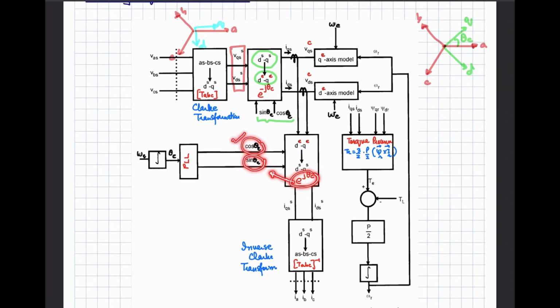And how to get this one? If you know the information of the speed of the rotating frame of reference, if you integrate that one, you will be getting the theta c, the position of the rotating frame of reference at a certain instant of time, and then with the help of the PLL you can get cos of theta c and sin of theta c. So those will be fed to this block and it will be converting the rotating frame of reference quantities into the stationary frame of reference quantities.